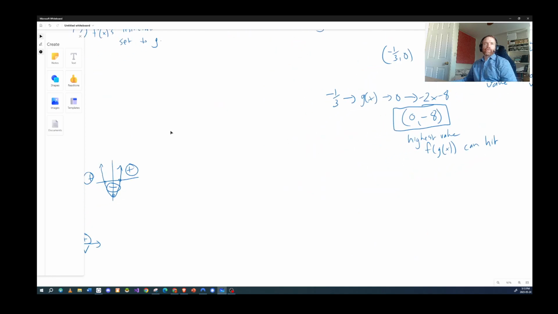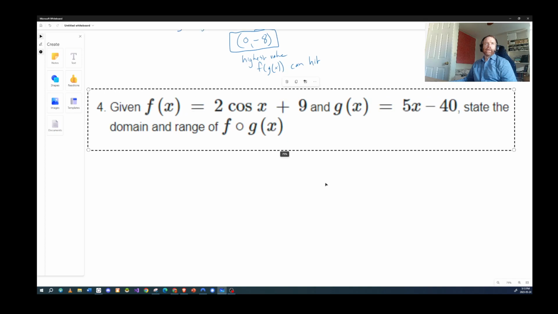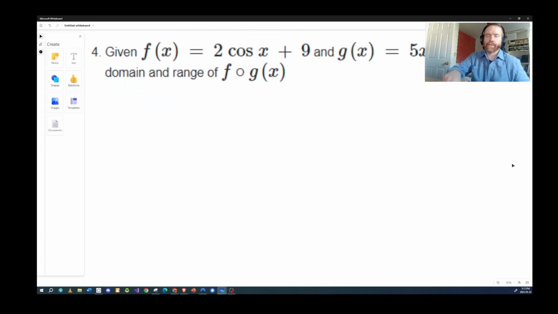All right. So here, let's zoom in and we'll try again. Let's try and go through our same logic. So f of g of x. Now, this one, the domain, well, whatever. Let's answer it and then we can comment on it after. So f, of course, is 2 cos x plus 9. And then g is 5x minus 40.